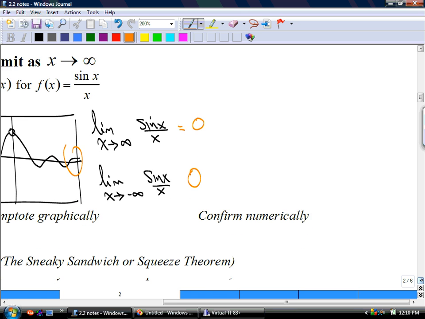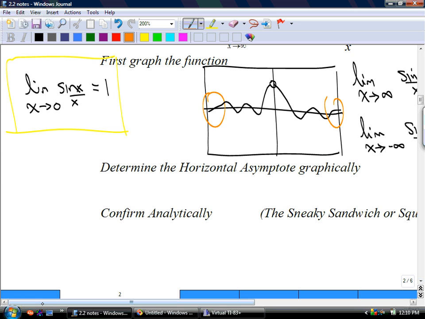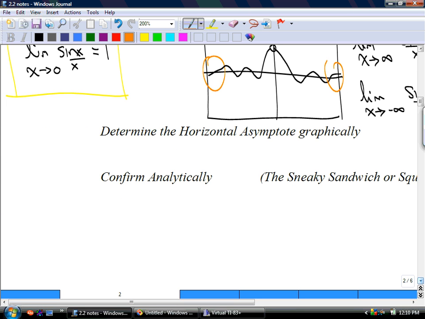Okay. Confirm numerically. I'm going to let you do that on your own. Stick a really large number in for x, and you'll recognize that y value is very small. Analytically, now here's where it gets a little bit interesting. Yeah, sneaky sandwich. It's called the squeeze theorem.